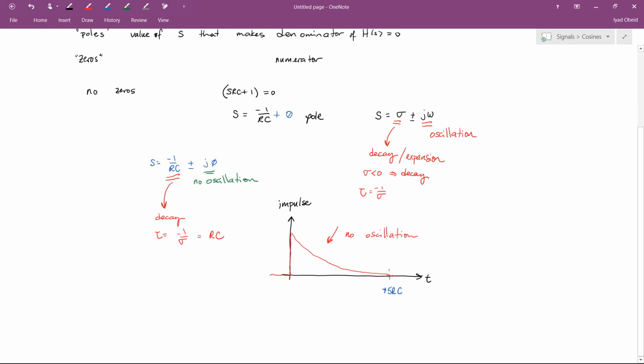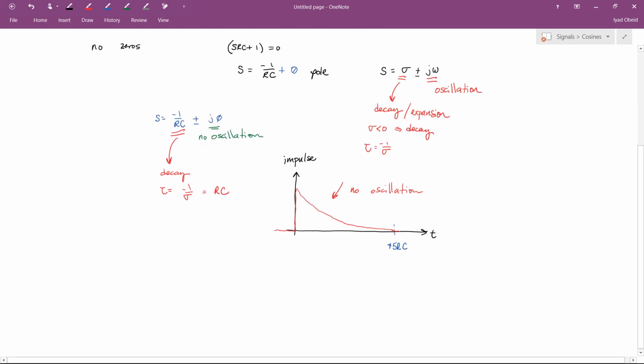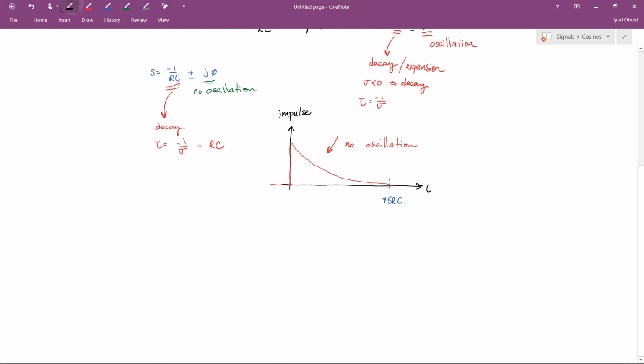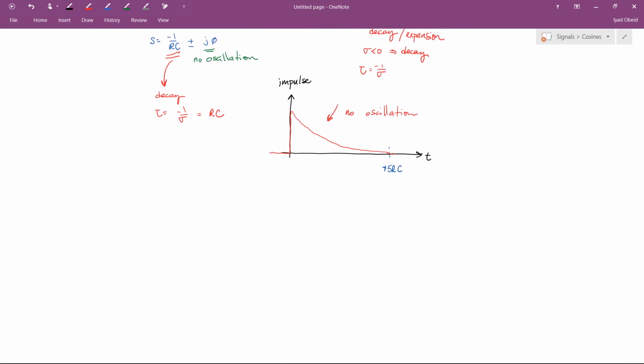Now, all of this is for a system with one pole and no zeros. So the question is, what happens if you have a more sophisticated system? We're going to close out this video just by writing down what a more complicated generic system would look like, and then in the following video we'll talk about how to interpret it. So the generic linear system is defined as follows.